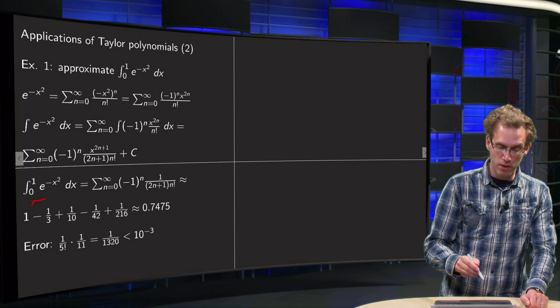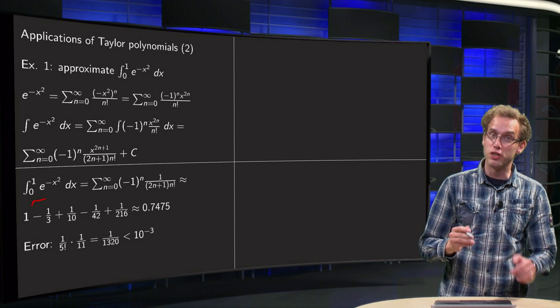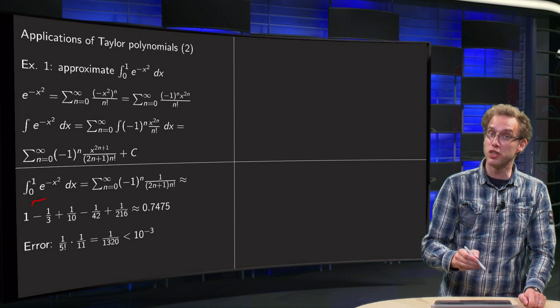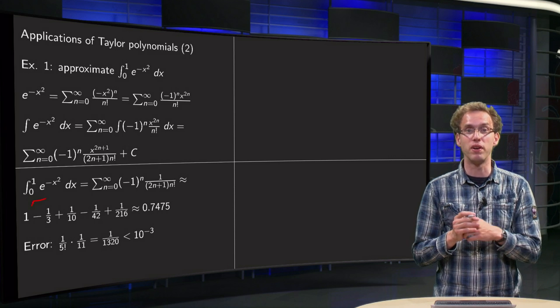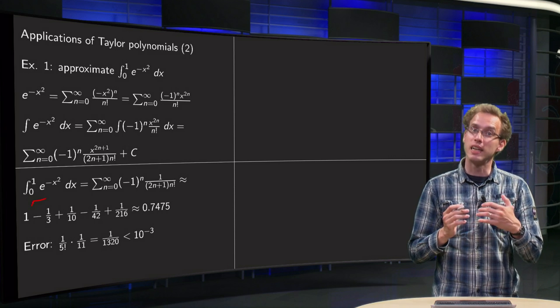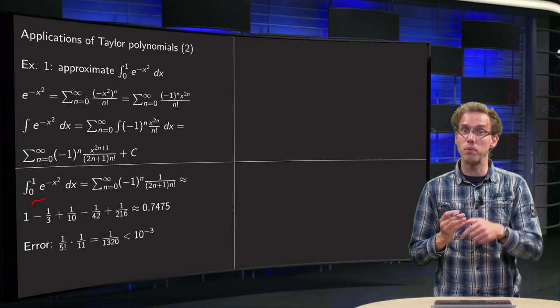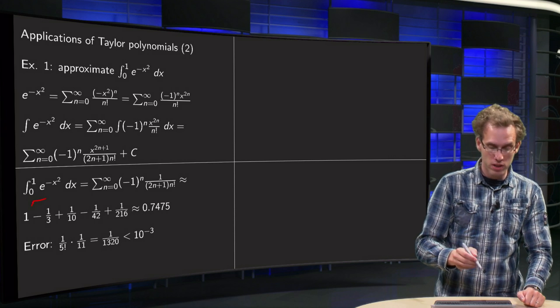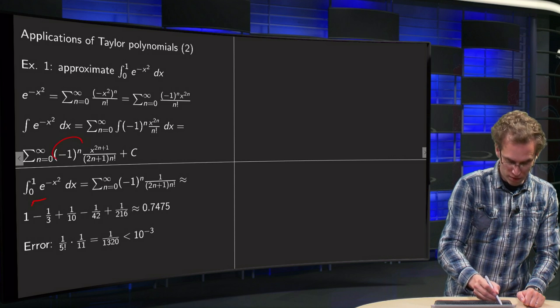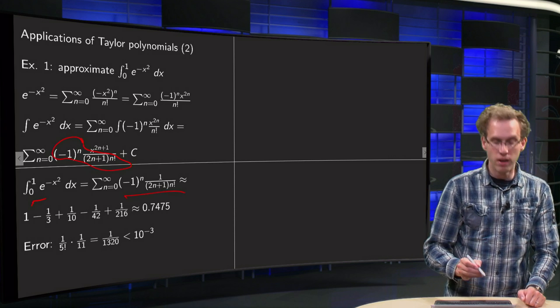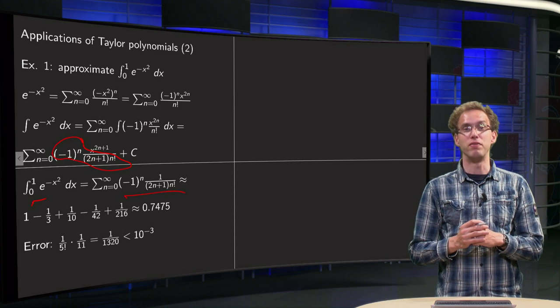So we plug in 0 and 1 in the power series. Well, 0 is easy, of course: x to the power 2n plus 1, if you plug in x equals 0, then it will be 0. x equals 1 is also fine because you get 1 to the power 2n plus 1, which is just 1. So we are left with only the prefactor over here. So there we are. And now we have a different problem.